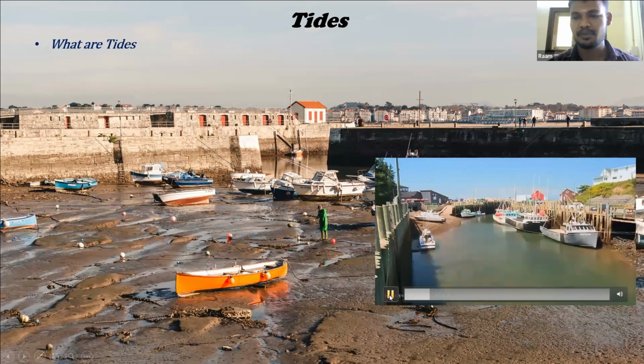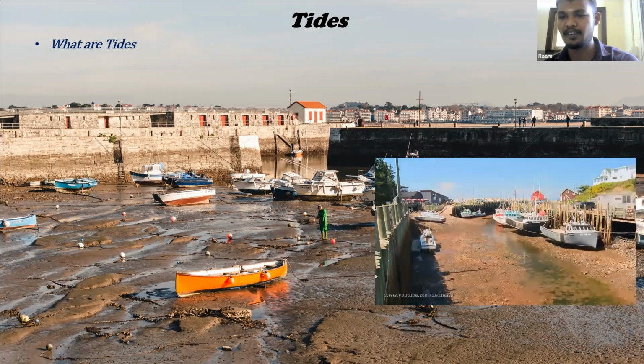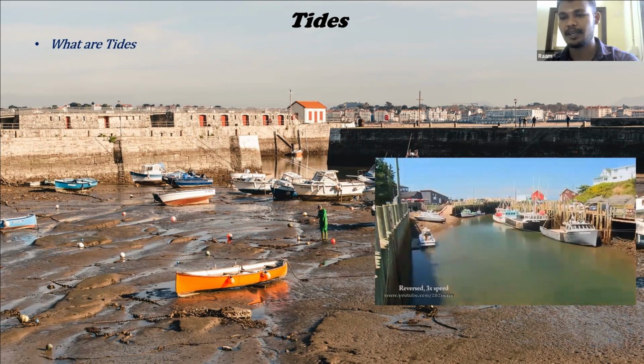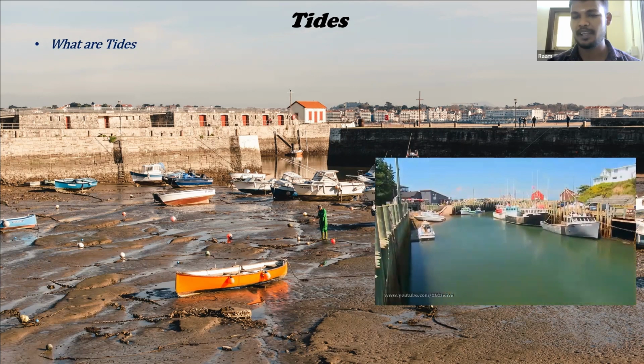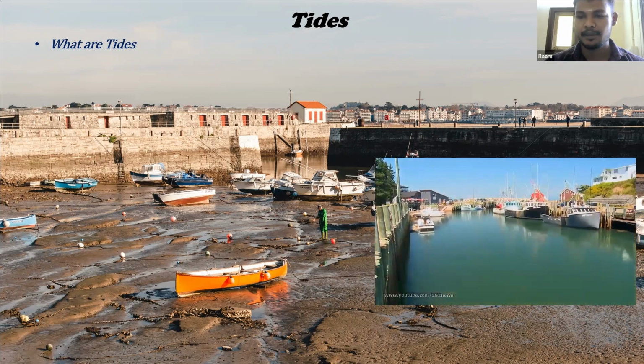In this video you can see the water level is going. This is a navigation channel which is attached to the ocean, and again the water is coming back. This process is known as ebbing and flooding. It is a part of tidal circulations.